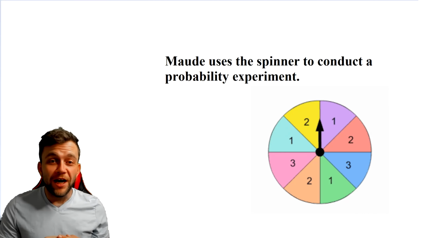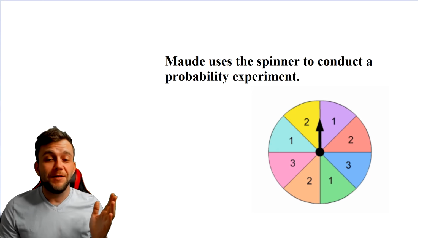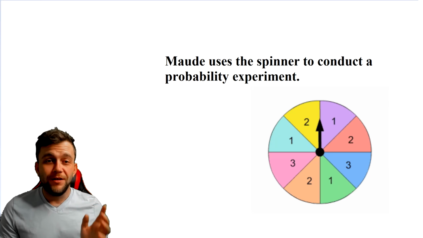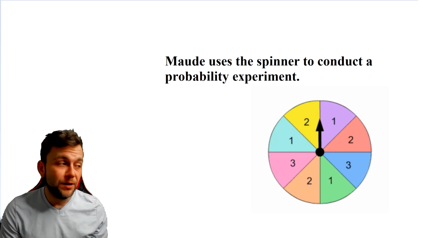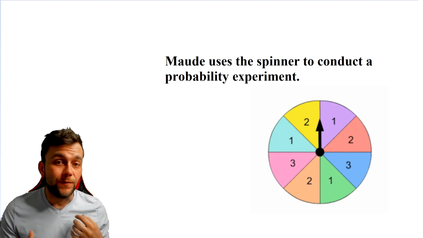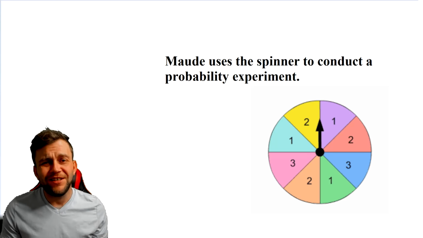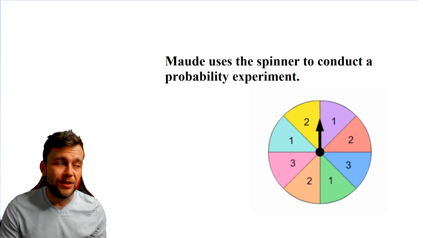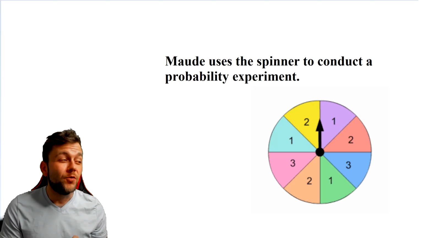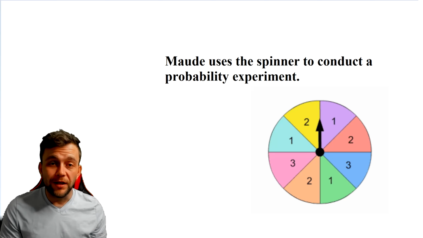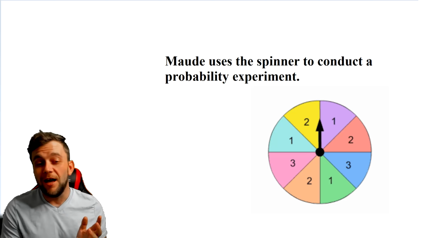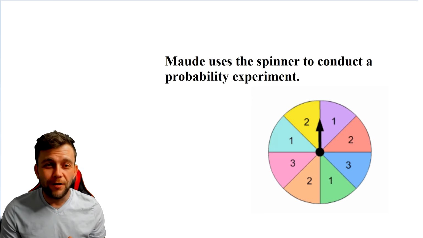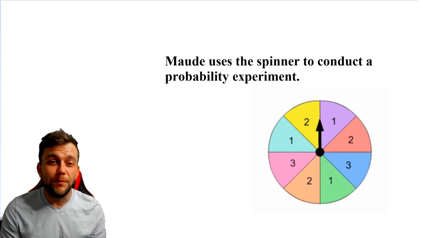So we've moved beyond the marble problems now, as you can see, because we have a spinner. Spinners are one of the other favorite things in statistics and probability, just to kind of help confuse you. Well, it's not to confuse you, it's to make sure that you're learning the material. It says Maude uses the spinner to conduct a probability experiment. So we're going to spin the spinner. I'm not actually going to spin it, but we'll get it all figured out. We're going to list all of the probabilities out, and then we're going to answer our questions.